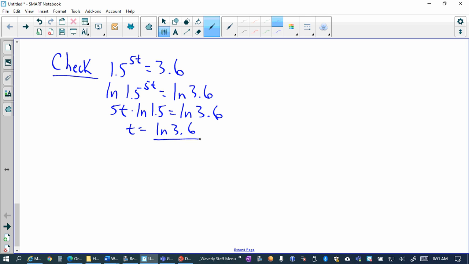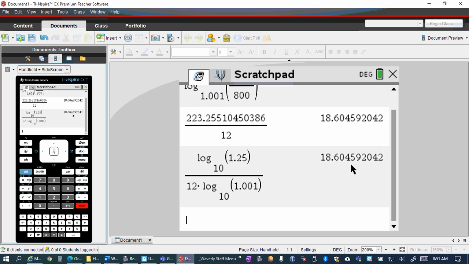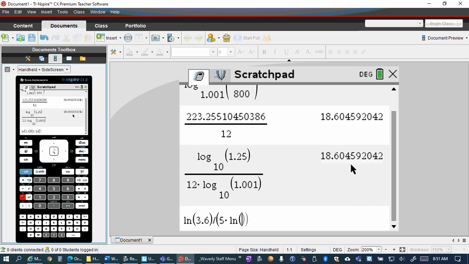Natural log of 3.6 divided by 5 natural log of 1.5. And let's go to our calculator. So natural log, here to the left of regular log. So the natural log of 3.6 divided by, go back in, outside of there, divided by 5 times natural log of 1.5.